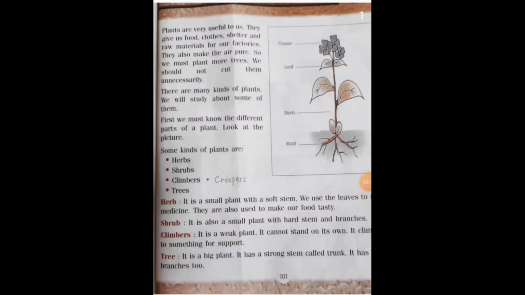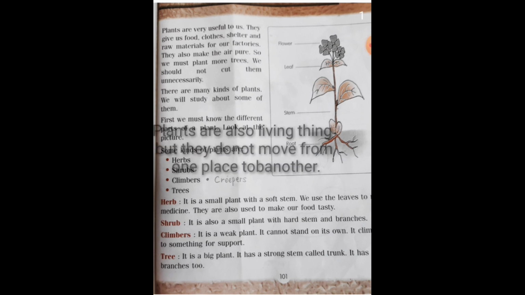Children, today we are going to start a new topic: plants. Like animals, plants are also living things, but they do not move from one place to another. All plants have roots, stem, branches, flowers and fruits.